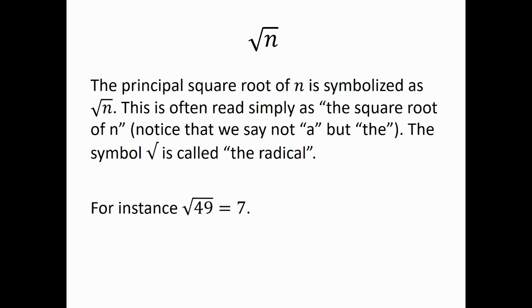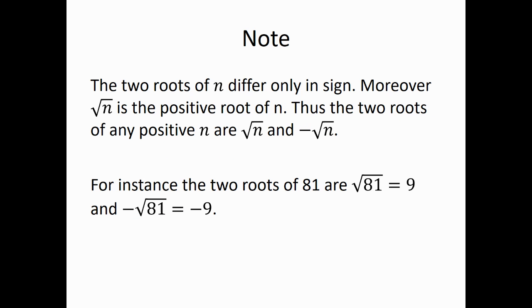We do have a symbol for the principal square root. That's what you see up at the top. That strange symbol that wraps around the n. That's often called just simply the radical. And that's read as the square root of n. And almost always when you hear someone say the square root of n, they mean the principal square root of n, which means the positive root. So for instance, as you see, the square root, that is radical 49, is simply 7.